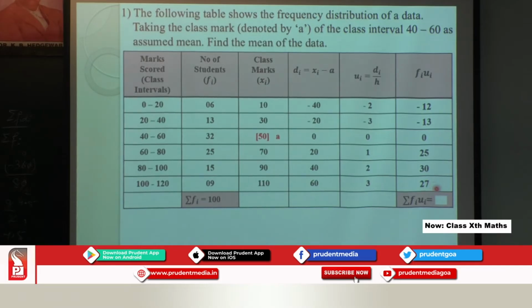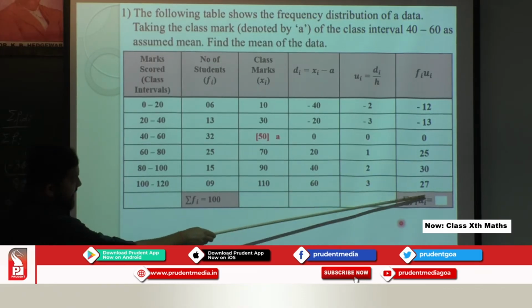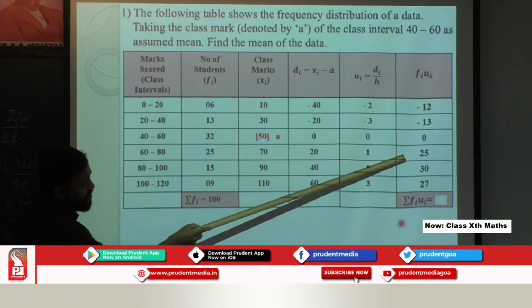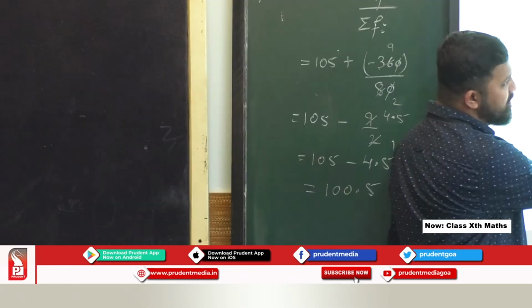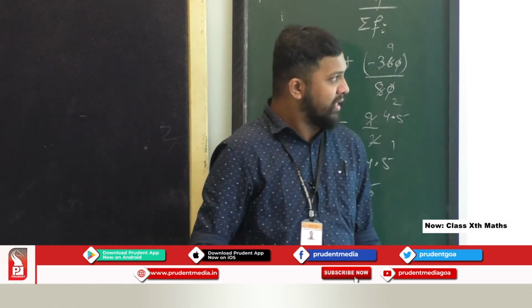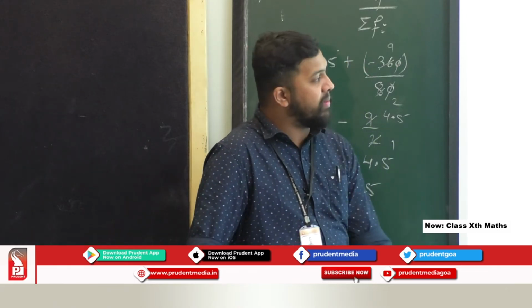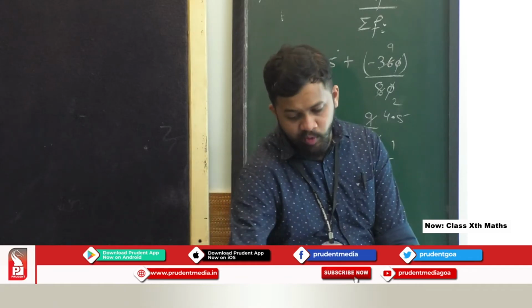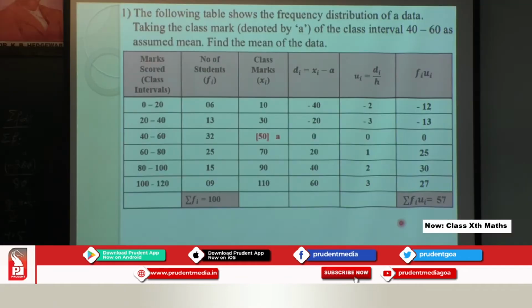The next thing is summation fi ui. So we have to add all these numbers. Let me just total up these two numbers. The negative sign is there, so you have to add, and the sign of the bigger number will be negative. 12 plus 13 is 25, that is negative 25. And there is a positive 25 and one negative 25, so both of these can be taken out, they get cancelled. What remains is 30 and 27. Add both the numbers, you will get a total of 57. That is summation fi ui.